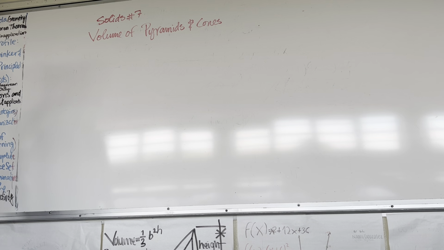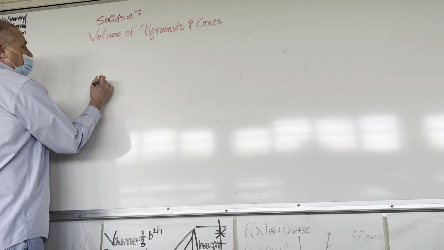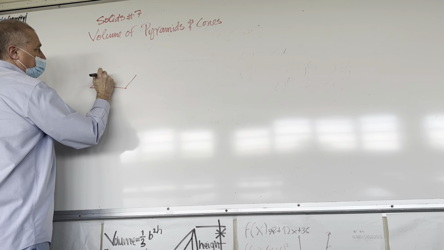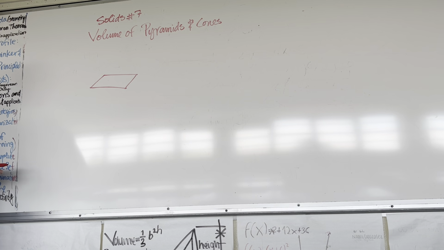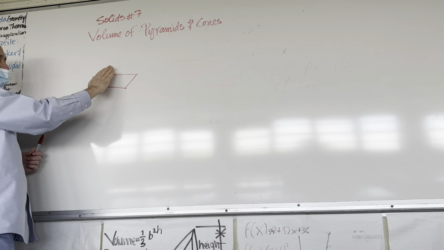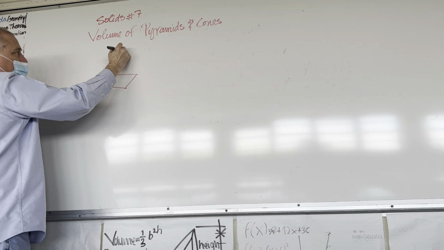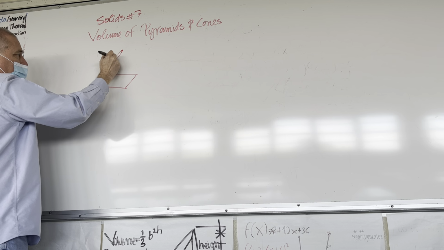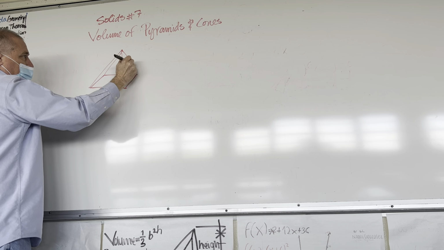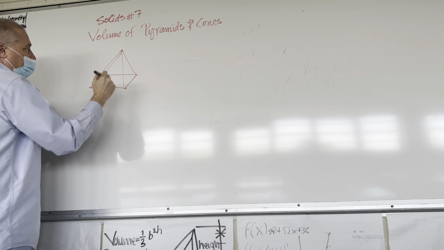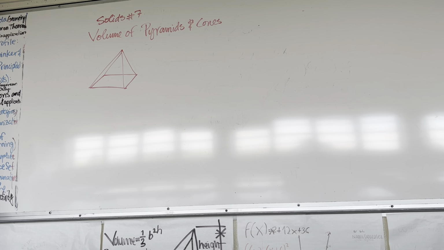Let's see if I can draw this. All right, that's my square, but you're not looking at it straight on. You're going up like this, and you're looking at it from the side. So up here's the point. There's my pyramid. And like you said, it's a square-based pyramid.